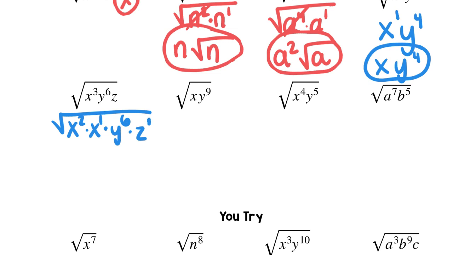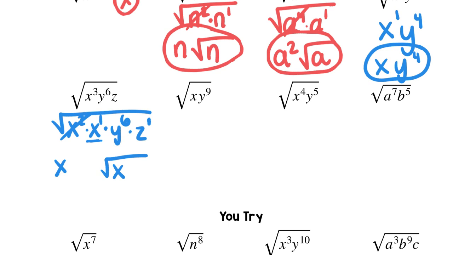This z has an invisible 1 on it. It's going to have to stay under the root because we want it to be divisible by 2, but it's just too small, so we have to just leave it. So the square root of x squared, this first term, is x, so I can bring an x out. That next x, this one that I'm underlining, is going to have to stay under the root.